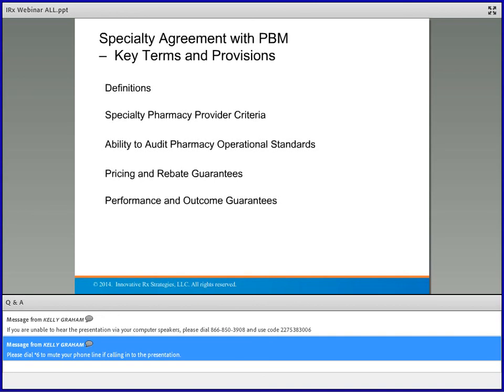You need to make sure that specialty drug is appropriate, that they've gone through all the criteria, the testing, the pharmacogenomics, all that's been done to make sure that it's appropriate, that it's actually going to work when the patient takes it. You've got to make sure the pharmacy operational requirements are in place and make your PBM commit to it.